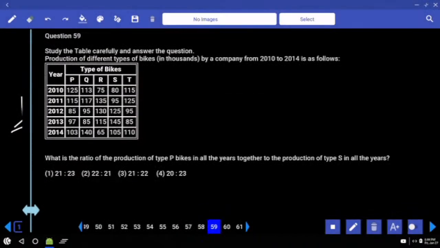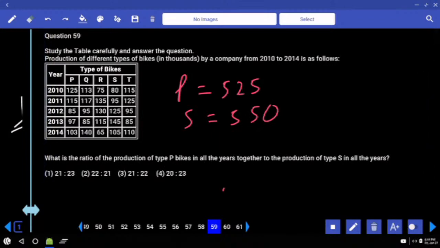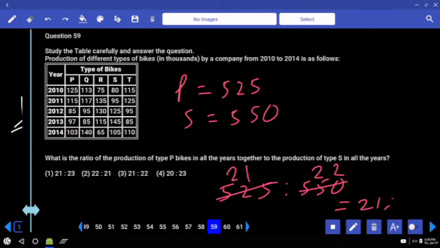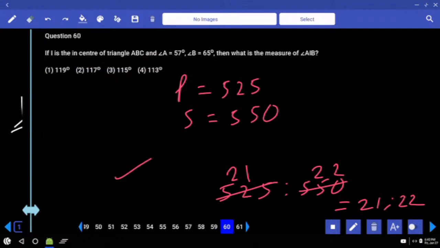Right, next, 59th one, DI. I think this is the first question we are getting in DI, and it's an easier one also. What is the ratio of production of type B bikes? Type B total is how much? 125, 115, 240, 325, 422. This is 525. And this is S, right? 175, 300, 445, 550. So 525 is to 550. If I take 25 multiples, 21 is to 22. That's it.